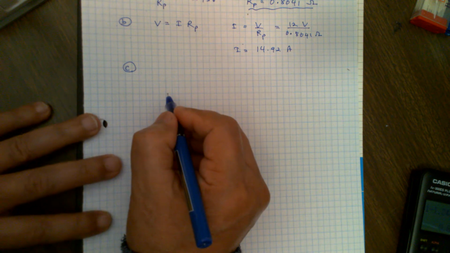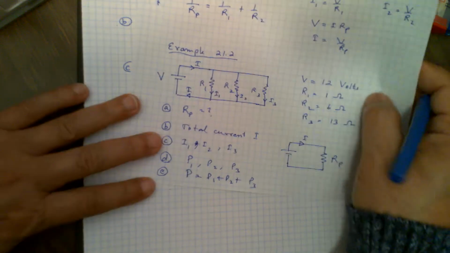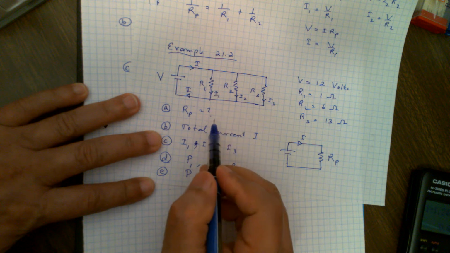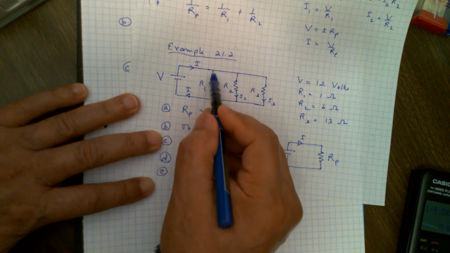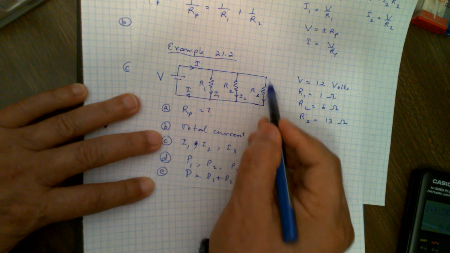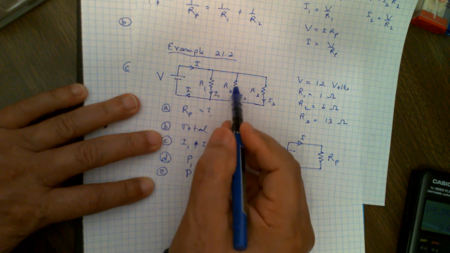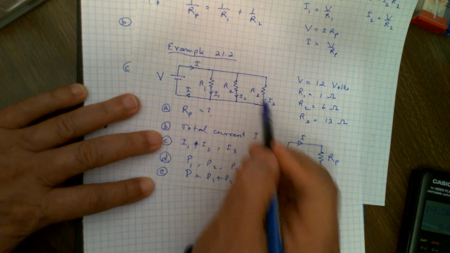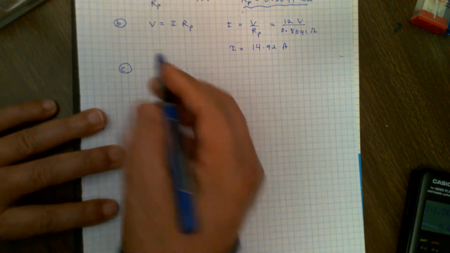So part C, I need to find the current in each branch. Let me go to that figure again. So I want to find current in here, and here. But we know that V is equal to IR. V is the same for all three branches. From here to here, the voltage drop is V. From here to here, it's also V. From here to here, it's also V. So I just have to use V is equal to I1 R1, or V is equal to I2 R2, or V is equal to I3 R3. Okay, so if I do that, let me do it.